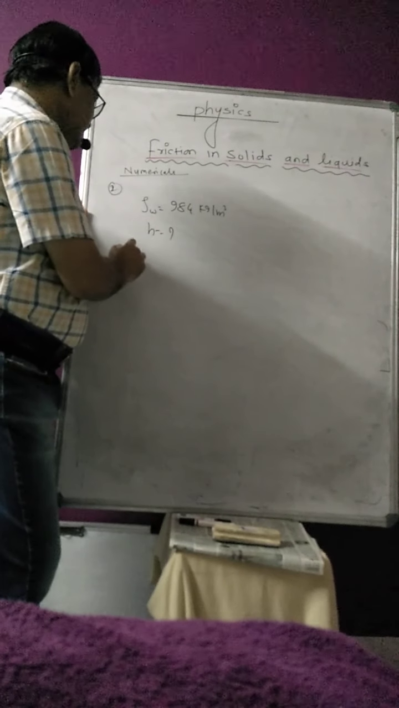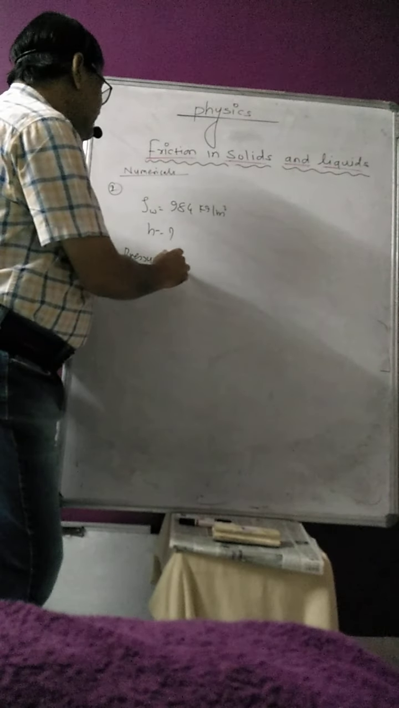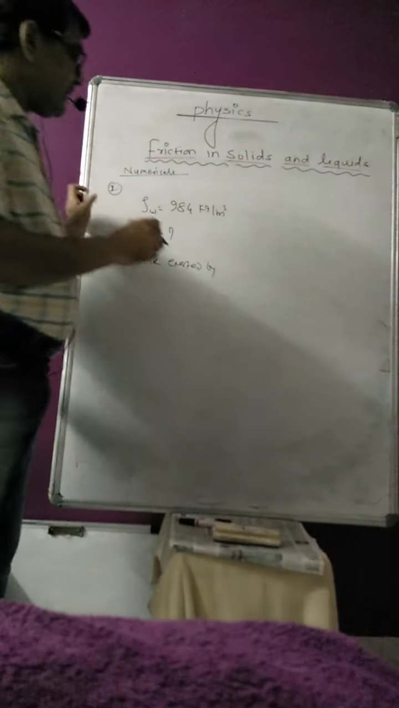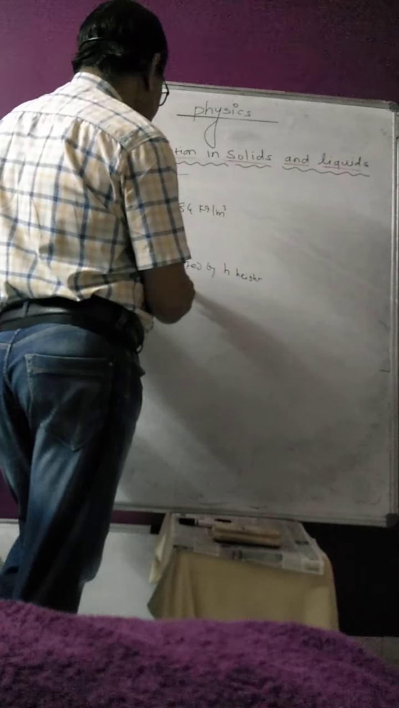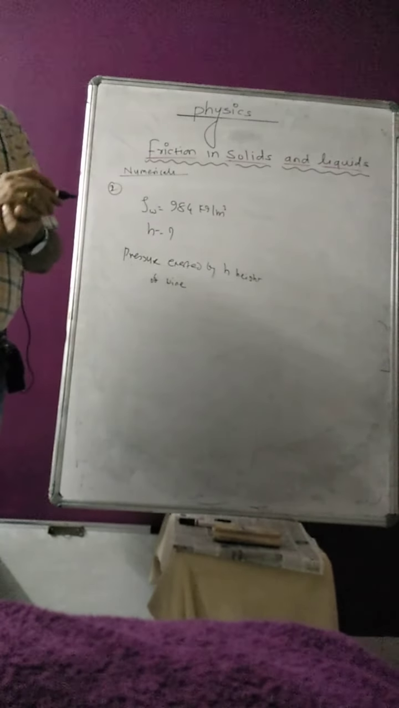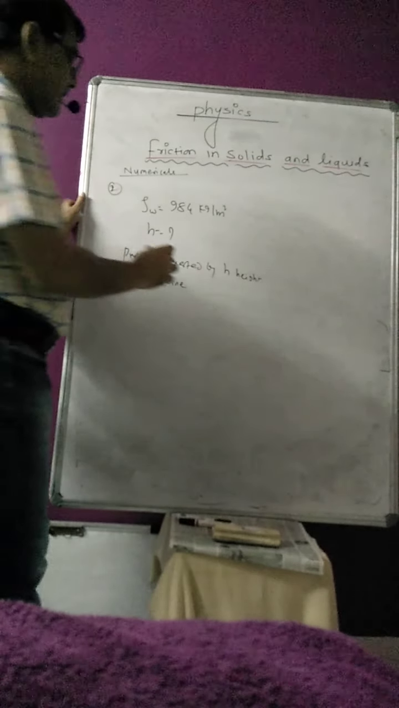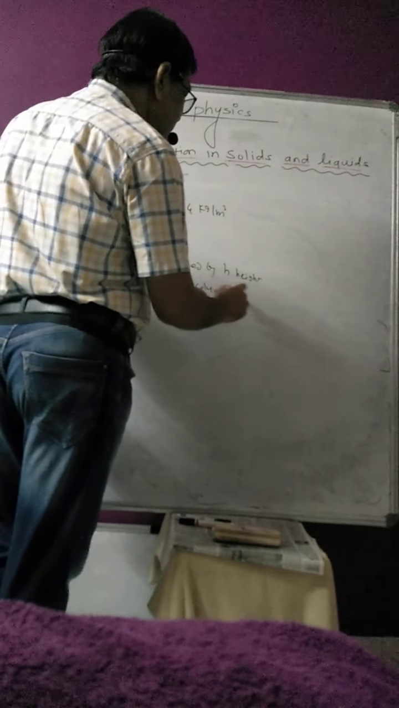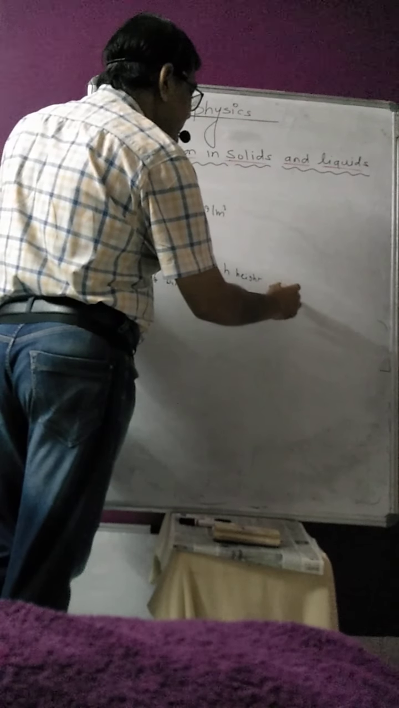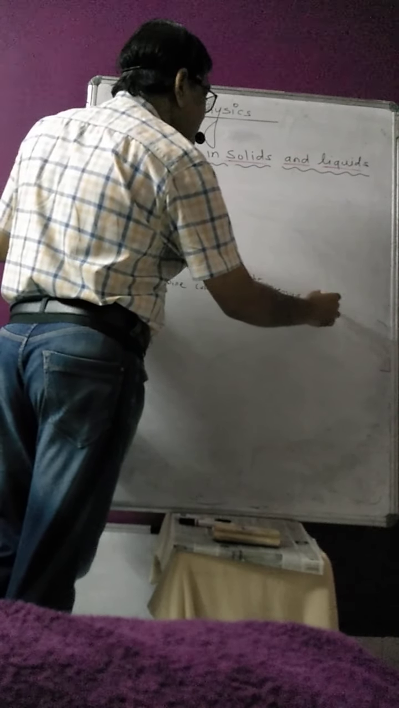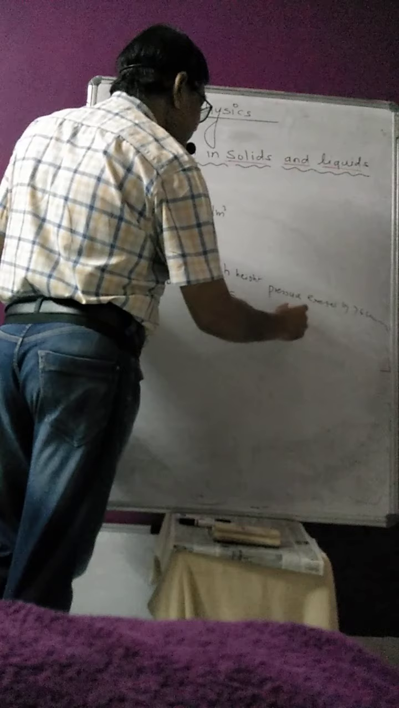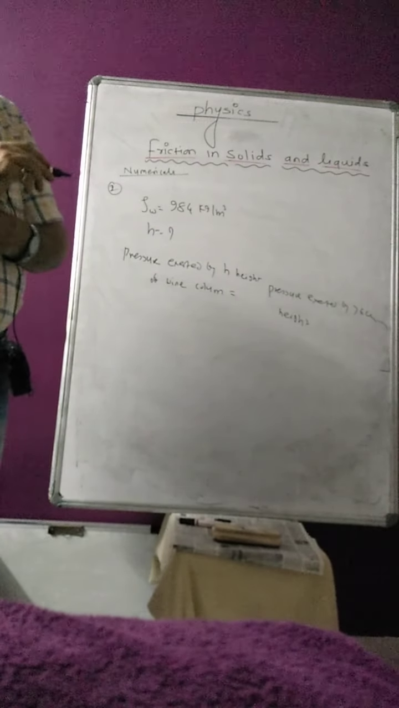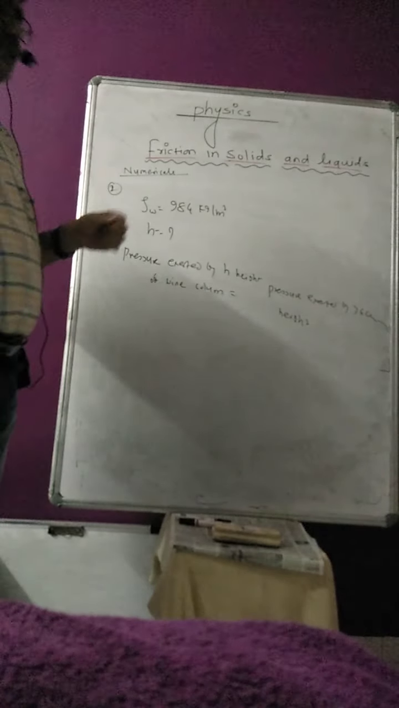Pressure exerted by H height of wine column will be the same as pressure exerted by 76 centimeter height of Hg column.